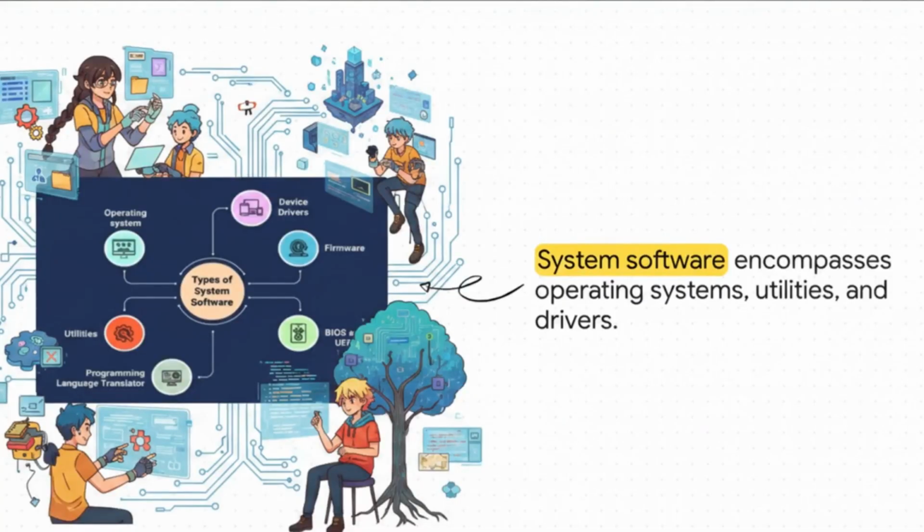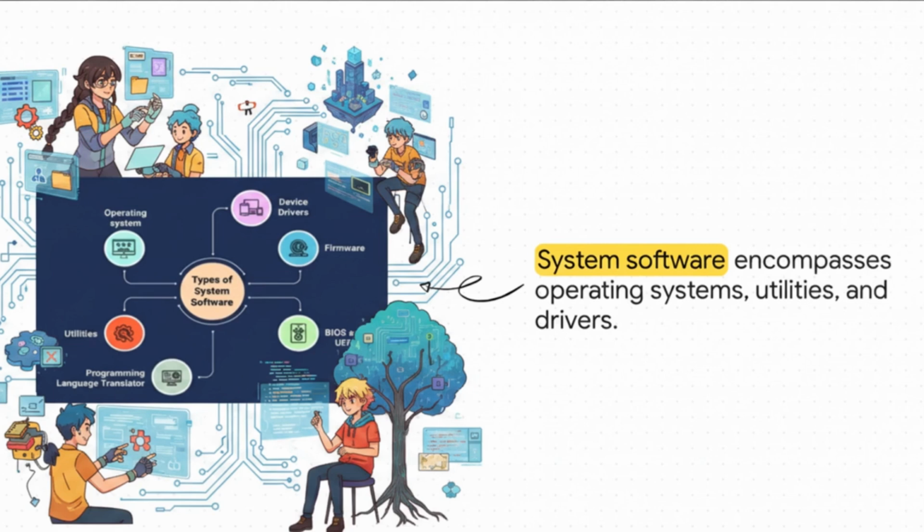Moving right along to part two, system software, the backbone. Now, system software isn't just one single magical program. It's a whole crew of dedicated workers keeping your environment stable. We're talking about managing hardware resources, organizing your messy files, and keeping the system from crashing. It branches out into operating systems, utilities, programming language translators, and device drivers.